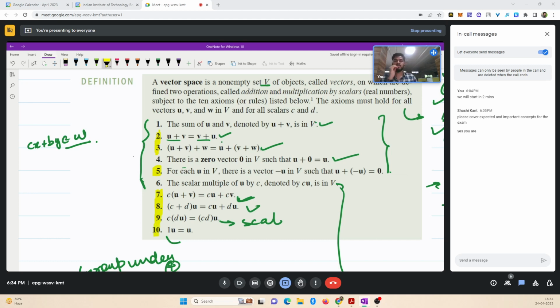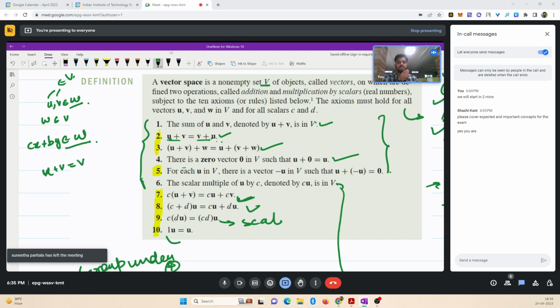Why do we need only to check this particular property? Let's say your U and V are elements of W. Now, because your W is a subset of V, then U and V are also elements of the bigger set V. So if all the elements of the bigger set V satisfy this particular property, because your V is already a vector space, then U and V also must satisfy this particular property, right? That's why your U plus V is always equal to V plus U.